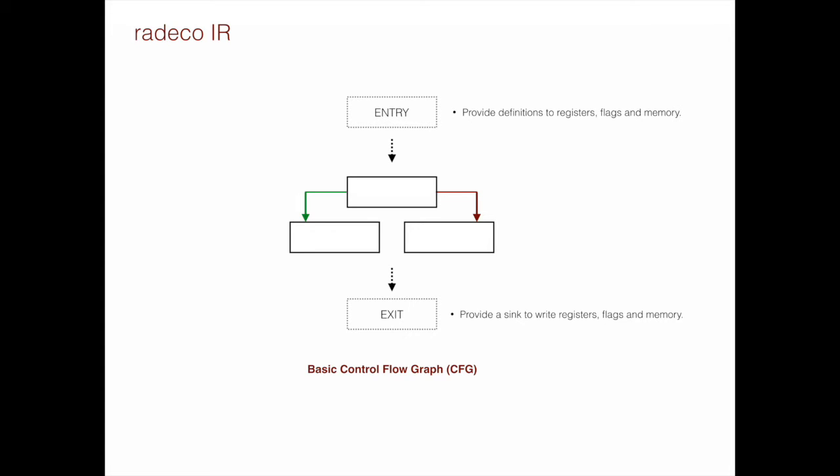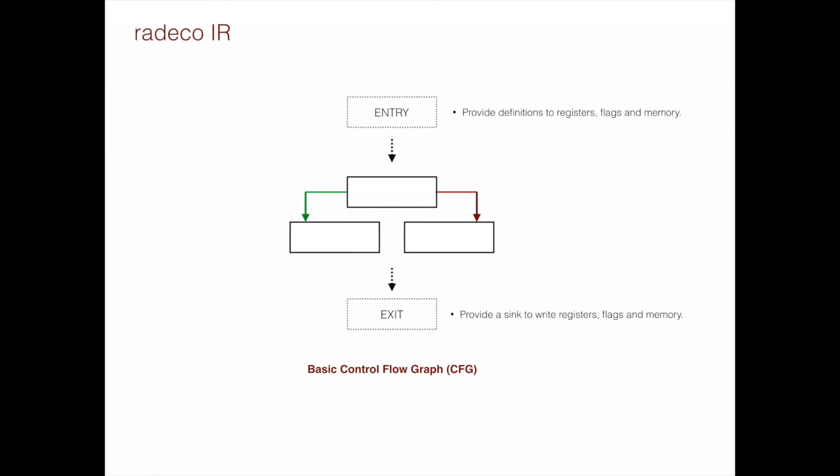So radeco IR can basically be broken down into two components. It's a graph-based IR, which has a control flow graph, and it is superimposed with the expression tree on top of that. So here is a control flow graph. You can see that it has an entry node and exit node, and there are three nodes that are actually just part of the main graph. The entry and exit are not actually part of the function.